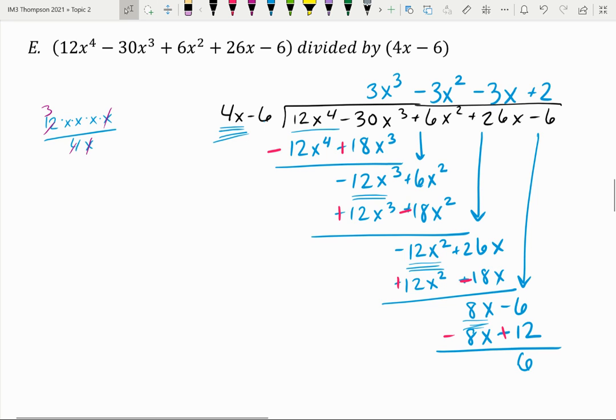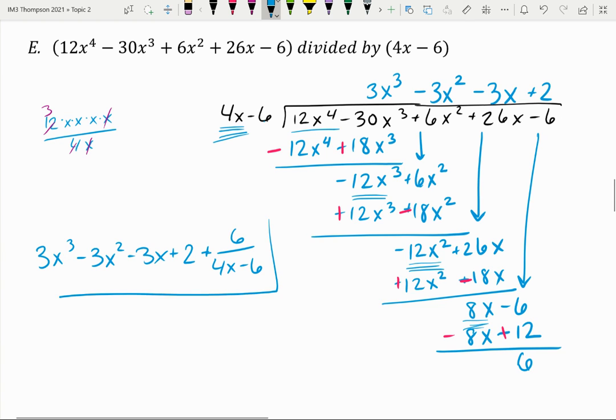I know that I'm done when I have nothing left to bring down. So, phew, this does not go in evenly. And I'm left with 6 out of 4x minus 6. Now, I didn't see an example of this in the problems that I chose here, but please know that this remainder could be a negative number. So I could have minus 6 here, and then I would just have a minus sign instead of a plus where this is. So that's an important note.